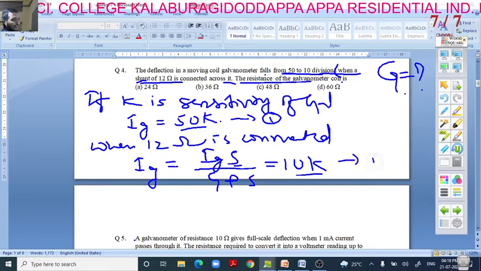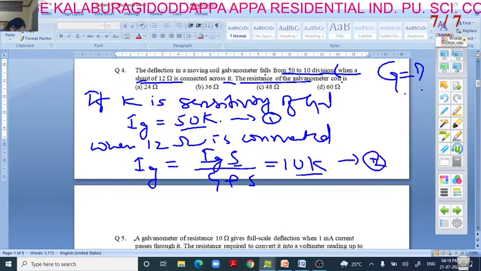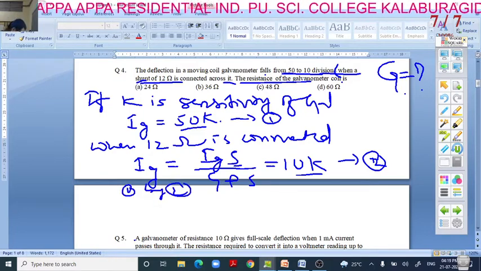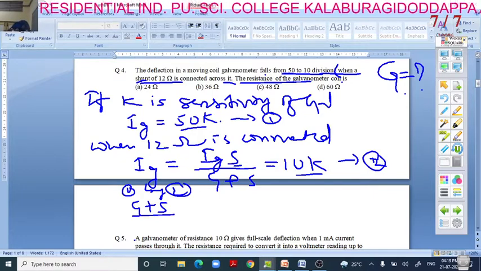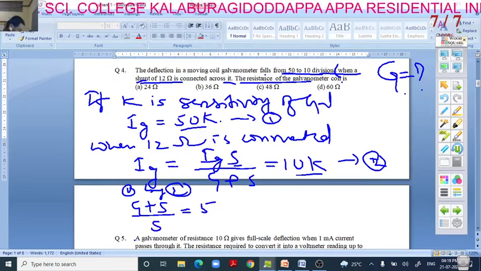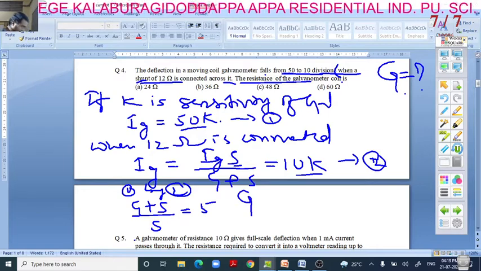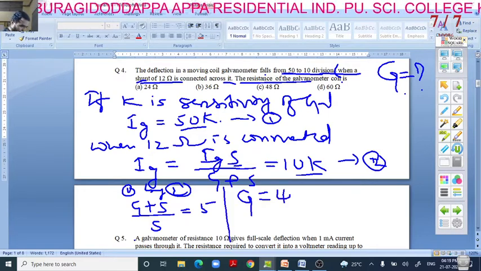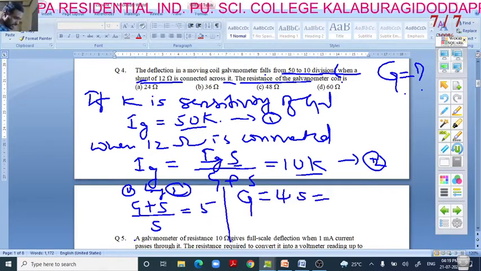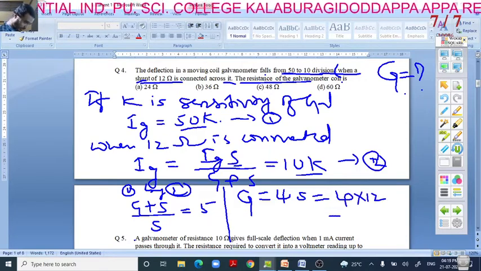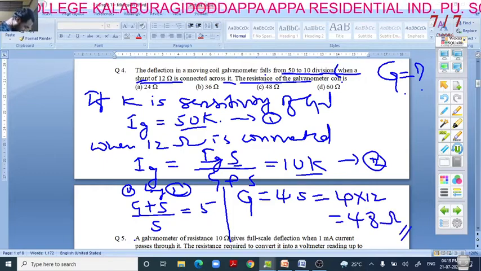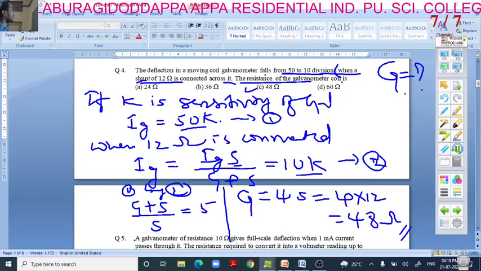Now divide equation 1 by 2. By dividing 1 by 2, G plus S divided by S is equal to 5. I hope you are getting this. By dividing this, you will get this. So finally, capital G is equal to 4S, where S means shunt resistance. 12 is given, so G is equal to 48 ohm. So your option is the third option.